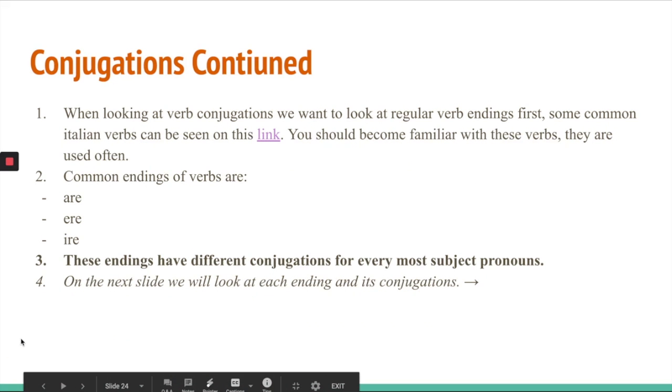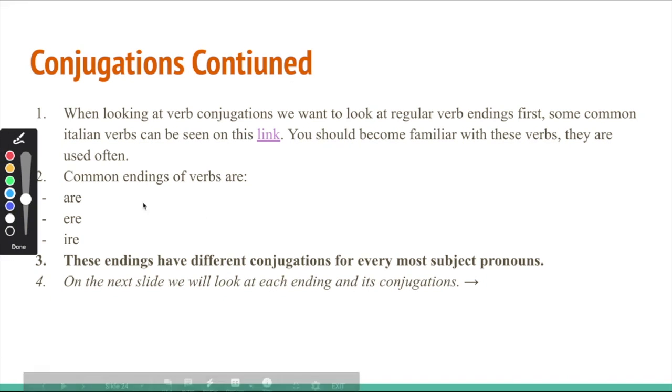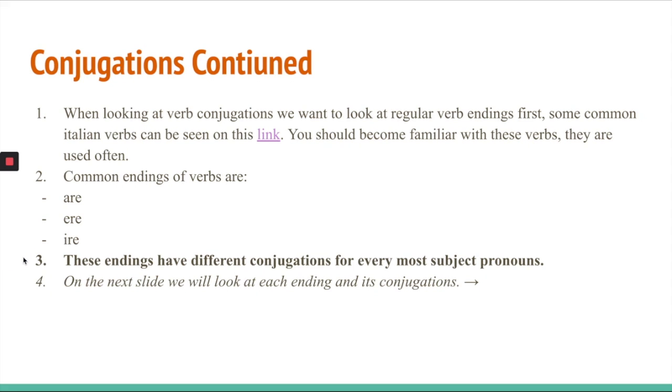Conjugations continued. So when looking at verb conjugations, we want to look at regular verb endings first, which include ARE verb endings, ERE verb endings, and IRE verb endings. These endings have different conjugations for most subject pronouns. So let's go on to the next slide where we break down these endings.